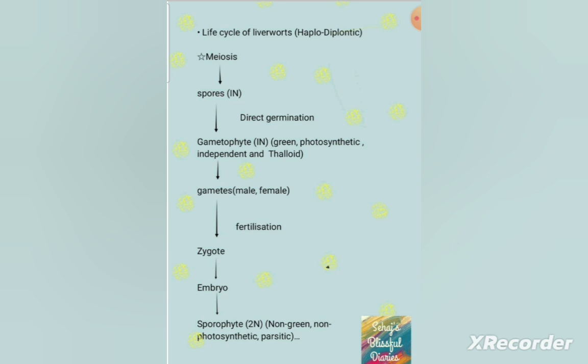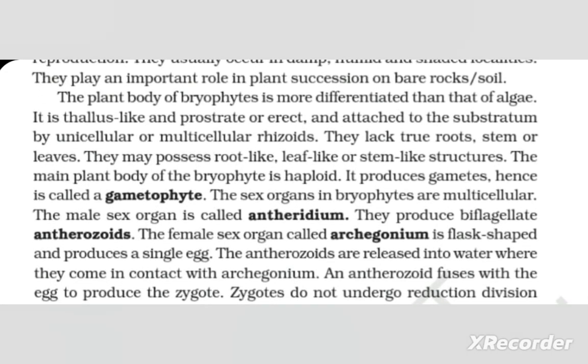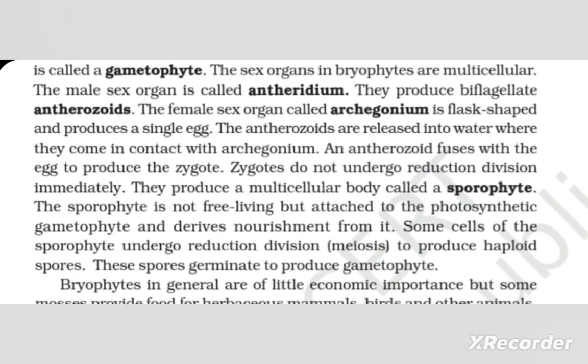Further, it would transform into an embryo, and this embryo would be forming a sporophyte, which is a diploid structure, non-green, non-photosynthetic and parasitic over the gametophyte. And further, this sporophyte would be producing spores through meiosis, and this process would go on and on. So we have covered the first and second paragraph from NCERT. You can just go through it once.